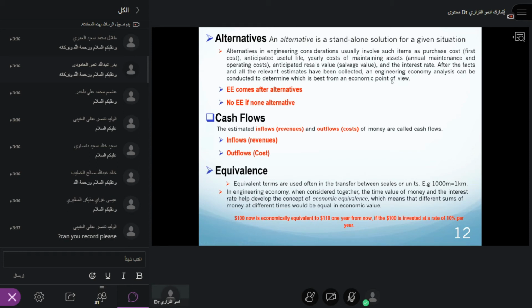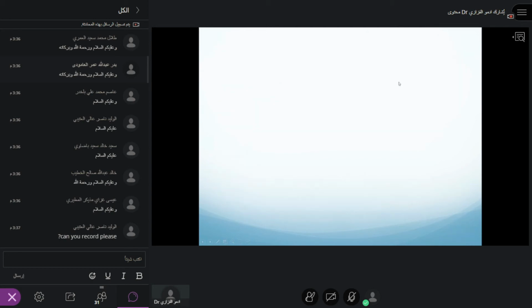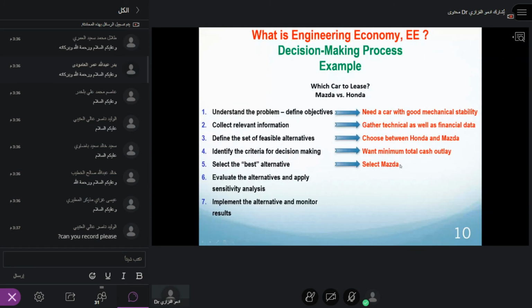So once you gather all this kind of information about the purchase cost, anticipated useful life, that is how long it will last, maintenance cost, and then resale value. Now it is time for an engineering economist to look at it and determine which is the best alternative from an economic point of view. And based on that, we choose Mazda, for example, at this point.